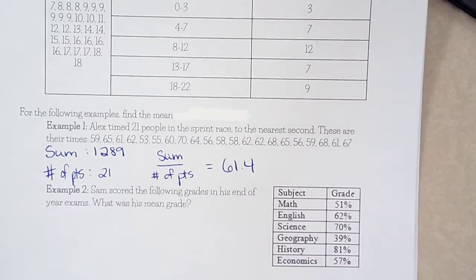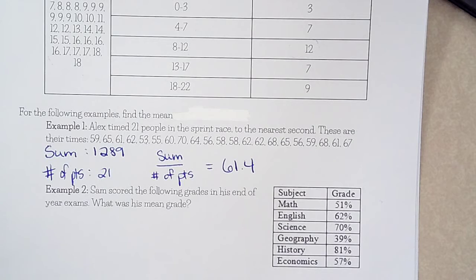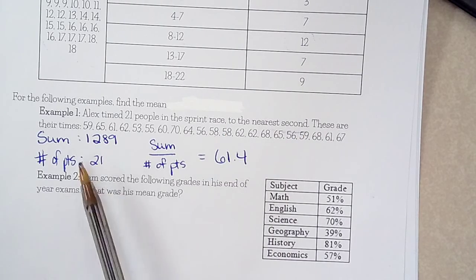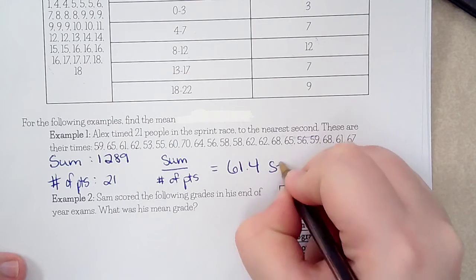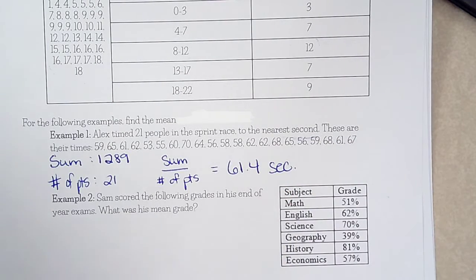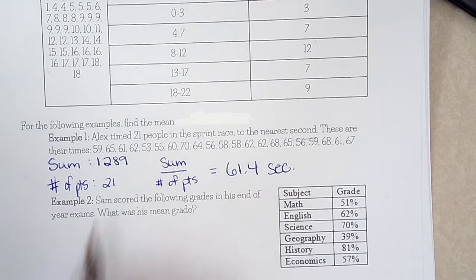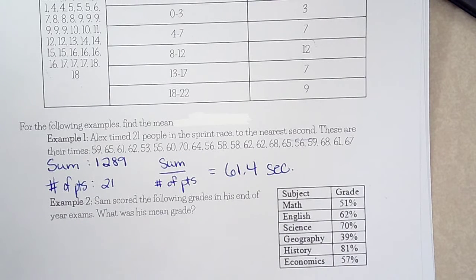But it doesn't help us just to figure out what the average of those numbers is. It would be nice if we knew what that meant as well. So let's go back to the context of the problem. Alex timed 21 people in the sprint race to the nearest second. So it looks like this one is to the nearest second, even though we gave it to the 10th of a second, that the average sprint race for this group of people is about 61.4 seconds. All right, let's keep going.